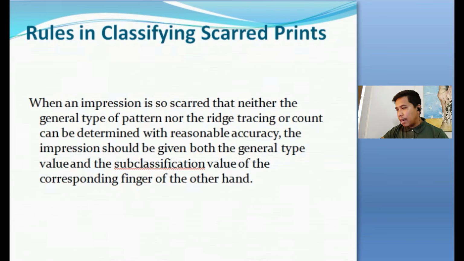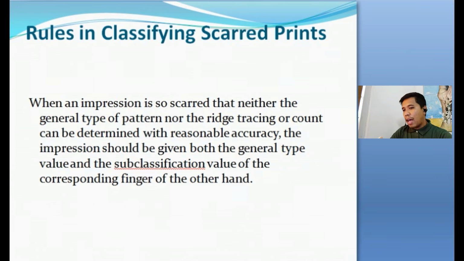Para maintindihan natin, lagyan natin ng example. If ang right thumb is scarred or with injury, may wound po siya, and you cannot do ridge tracing or your ridge counting. You cannot even identify what pattern it is because it is scarred or it is wounded. In that case, that is unidentifiable. Their classification of the right thumb should be adopted from the opposite thumb. So pag hindi identifiable yung right thumb, yung corresponding classification sa left thumb will take place or will be considered.